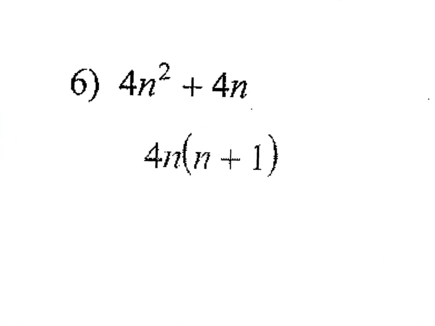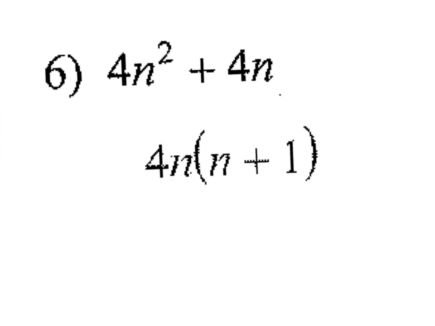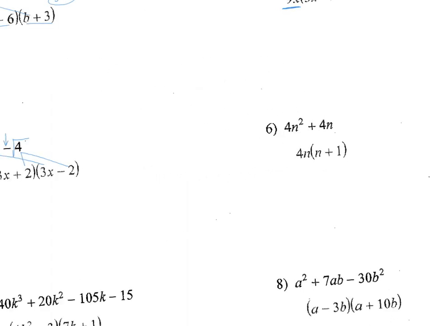Okay, on number 6, the only thing I can do here is pull out a GCF. So you can see here that they pull out a 4n, and when they pull out a 4n, they've got an n. If you want to put it to the first power, that's fine, but they've got n to the first plus 1. There's nothing you can do when you've got n to the first, so you are done.